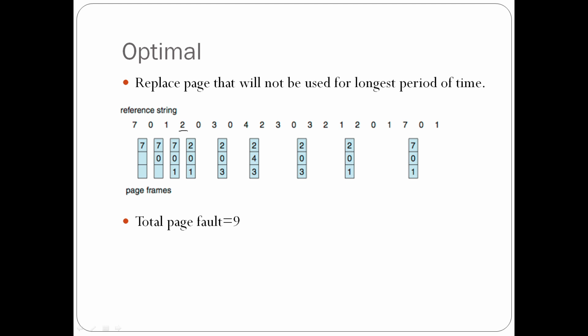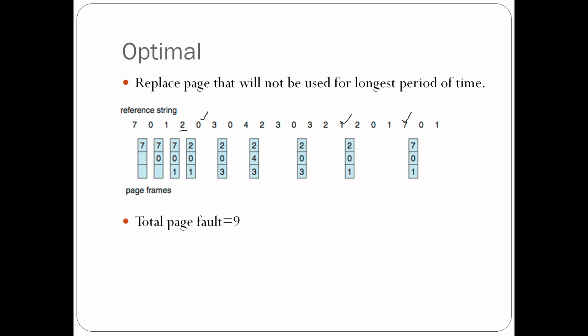When 2 comes, out of 7, 0, 1 we have to check which will not be used for the longest period of time. Here 0 we are using next, and then 1 we are using after that.